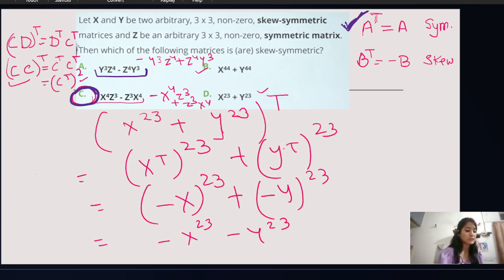So we can say option D is also correct, because this also holds the skew symmetric property. Okay. So options C and D are both correct for this question. Okay, have you understood this? Let's move to the next video.